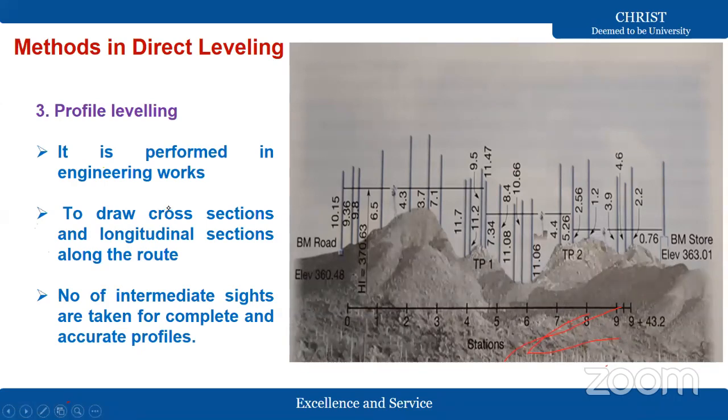To draw these cross sections as well as the longitudinal section, a number of intermediate sites are taken for a complete and accurate profile. It means if your profile is irregular, then we need to take a number of intermediate sites in between your backsight and foresight for the accurate profile. This is your profile leveling.